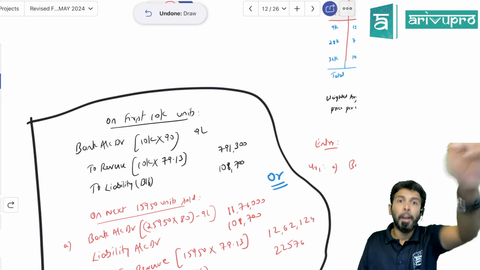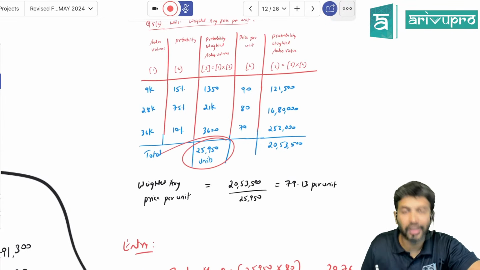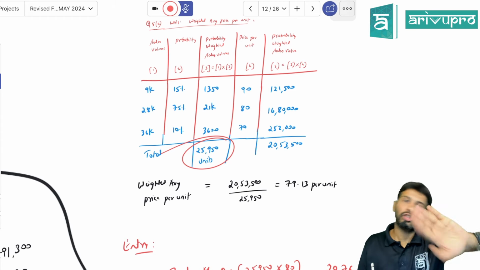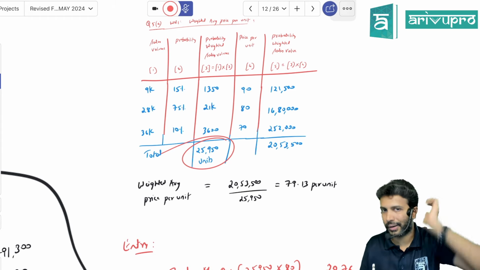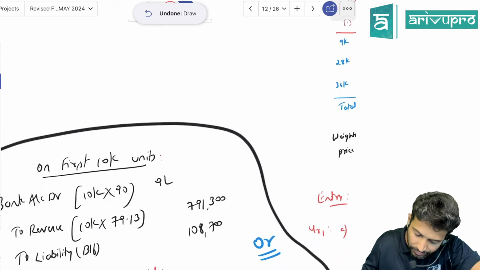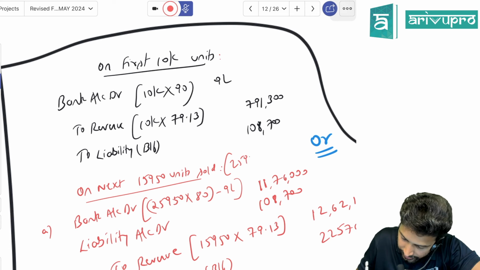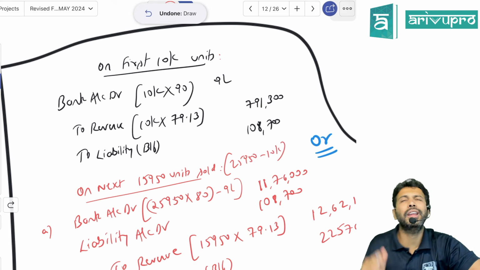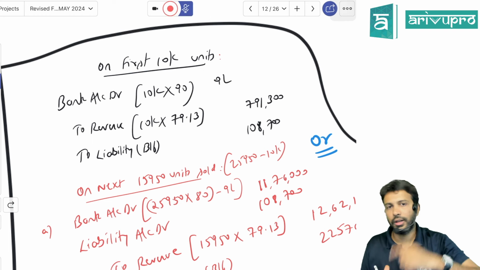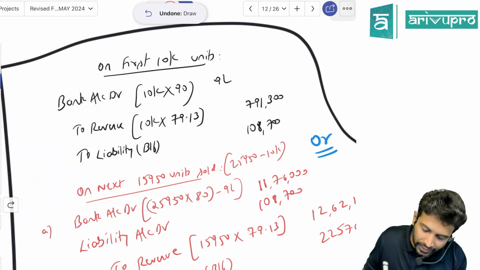Correct? But did the customer purchase only 10,000 units? No, whatever we estimated, that much the customer bought. We estimated 25,950 units. So out of this 25,950 units, the first 10,000 units entry we have already passed. So what is the balance? 25,950 units minus 10,000 units, you'll get 15,950 units. On 15,950 units, what will be the amount you will receive? When you sell these 15,950 units, the journal entry will pass as bank account debit.